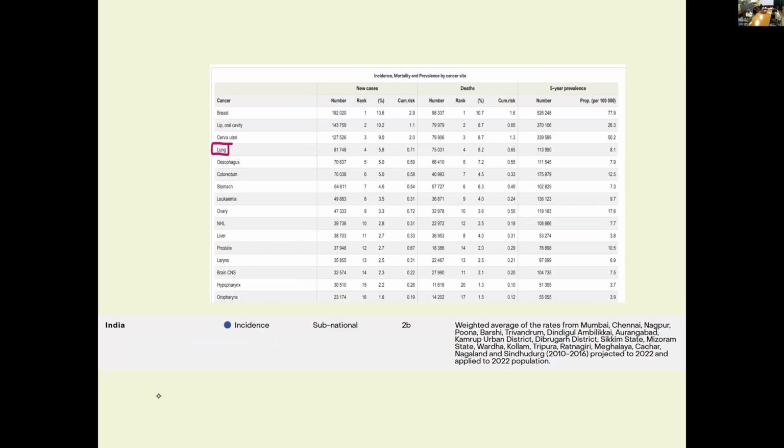In India, they've even given Mumbai, Chennai, Nagpur, Pune, Barshi, Trivandrum, Dindigul, Ambillikai, and Aurangabad, and Northeast states, and they have written some data as projected. So overall, India, Northeast, and South are actually covered in this study.